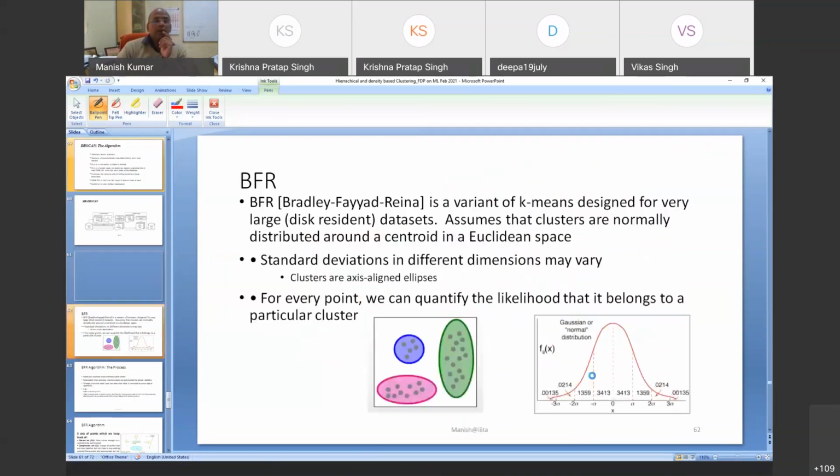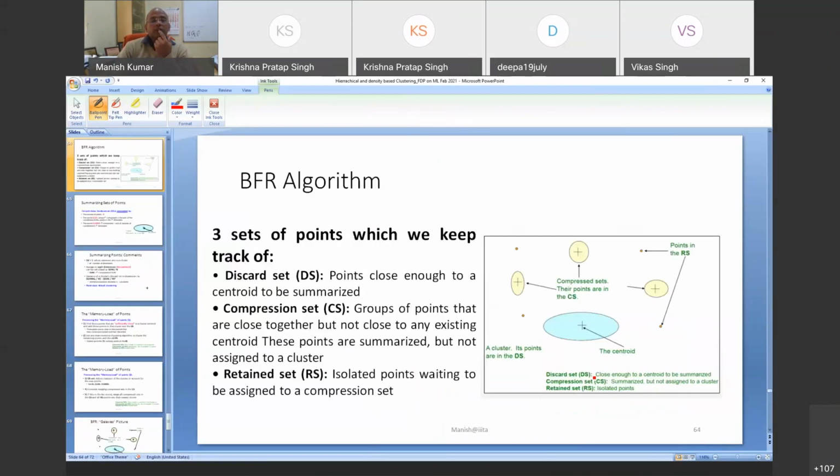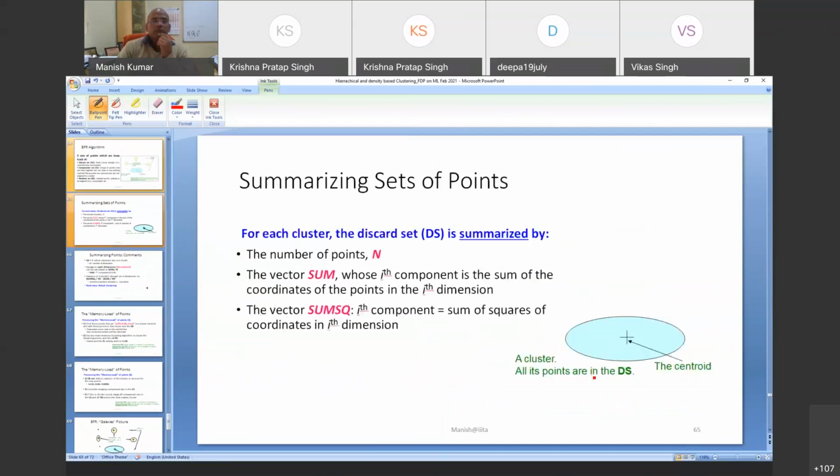Since I'm running out of time, there is another algorithm known as Bradley Fayyad Reina, BFR, which is a variant of k-means, and the beauty of this algorithm is that it can be used for a large amount of data, or big data also. It works on the discard set, compression set, and retained set. You can go through it. There is a research paper on it. This is very important and widely used these days. Okay, so I'm just concluding here.